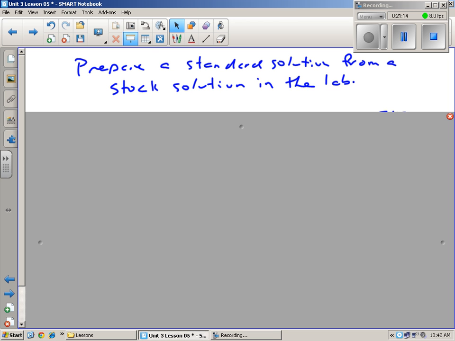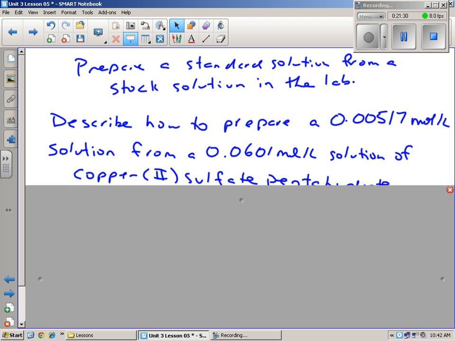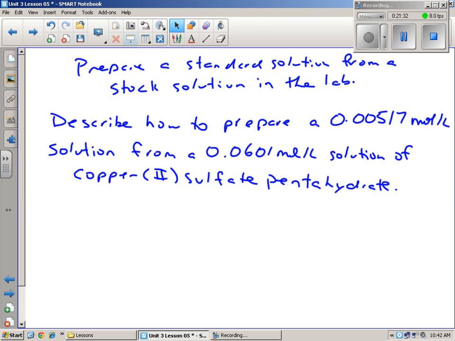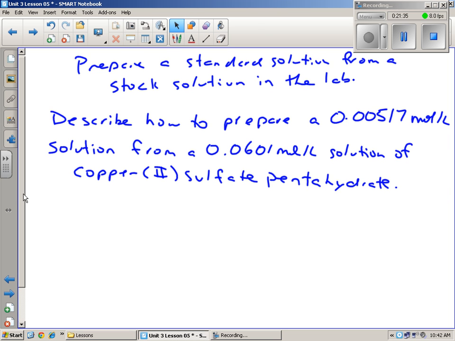We're going to use the standard solution, also known as the stock solution from yesterday, that we have here. We're going to use that today, and we're going to make something weaker. So we're going to use the same concentration we started with yesterday. Hopefully we got the first part here. Describe how to prepare a 0.00517 molar solution from a 0.0601 molar solution of copper 2 sulfate pentahydrate.